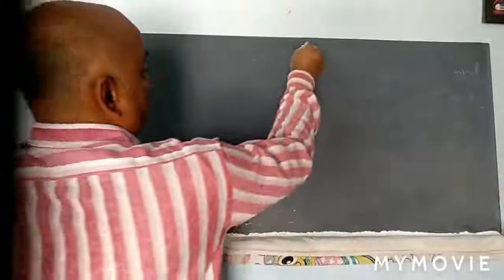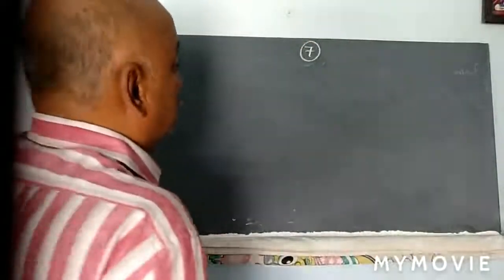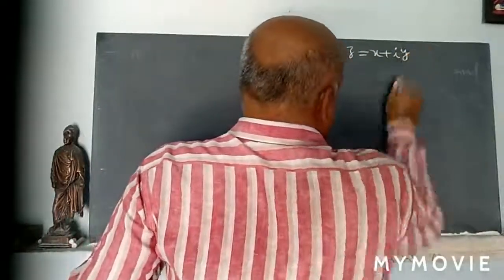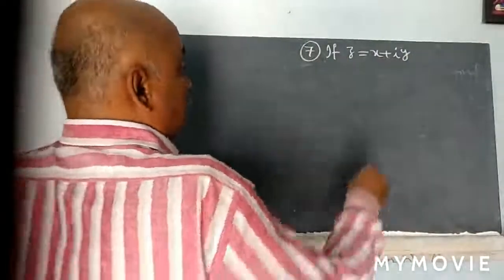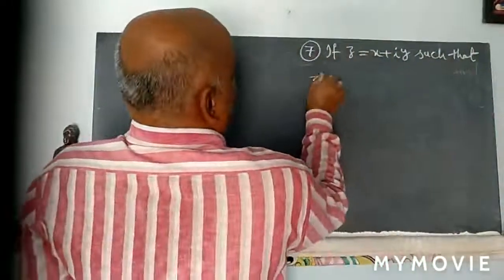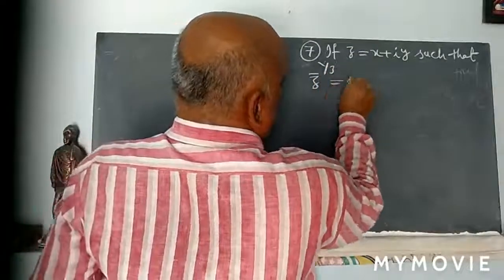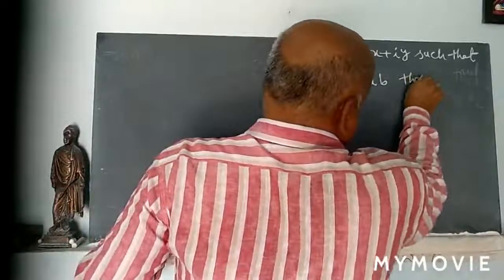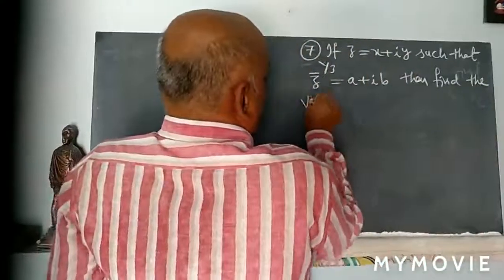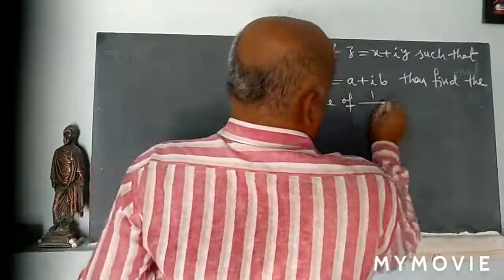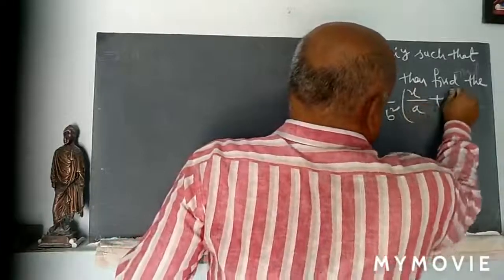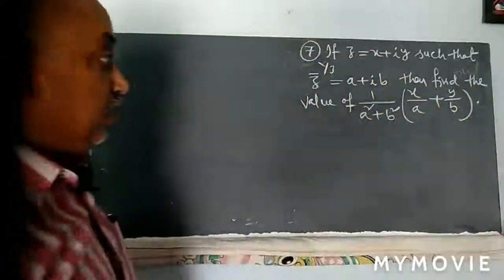Next, seventh problem. If z is equal to x plus iy, such that (z bar) whole to the power of 1 by 3 is equal to a plus ib, then find the value of 1 by (a square plus b square) into (x by a plus y by b).